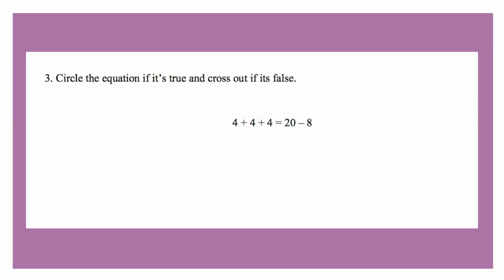Okay, so I'm gonna read the directions for number 3. Circle the equation if it's true and cross out if it's false. Okay, so right now I see 4 plus 4 plus 4 equals 20 minus 8. So I'll give you a moment to just write that out.